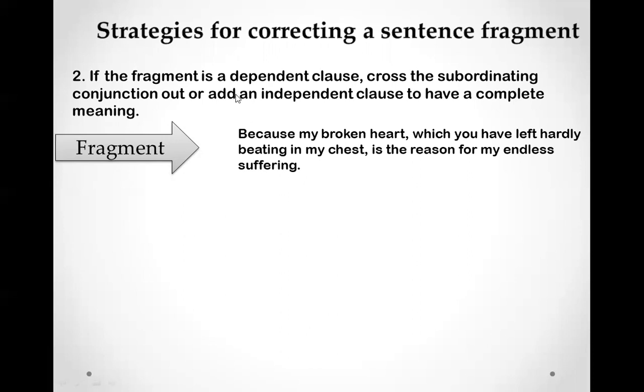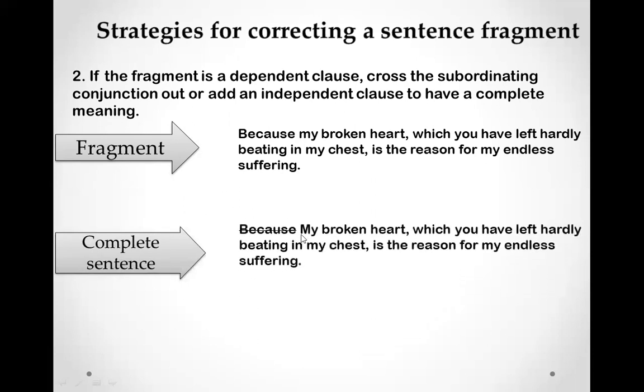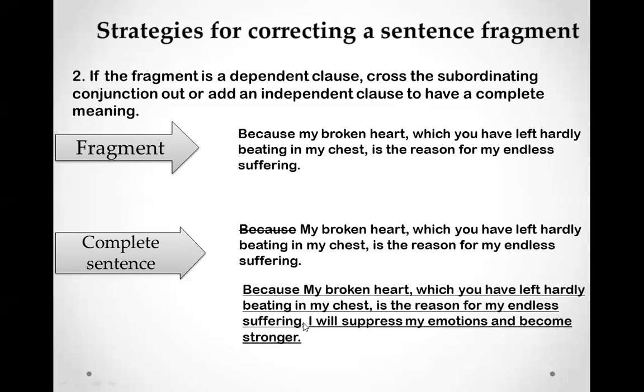So rule number one is adding an independent clause in order to make it meaningful. Rule number two is changing the dependent clause into an independent clause. How? By crossing the subordinating conjunction. As simple as that. If you cross because and start with a capital letter, it will be: my broken heart, which you have left hardly beating in my chest, is the reason for my endless suffering. Another choice, this is the dependent clause. I added an independent clause in order to make it meaningful: I will suppress my emotions and become stronger. In this case, a dependent clause followed by an independent clause makes a meaningful, complete sentence.